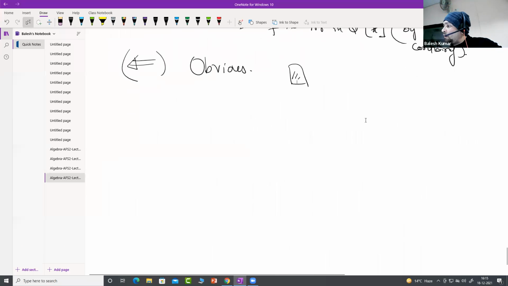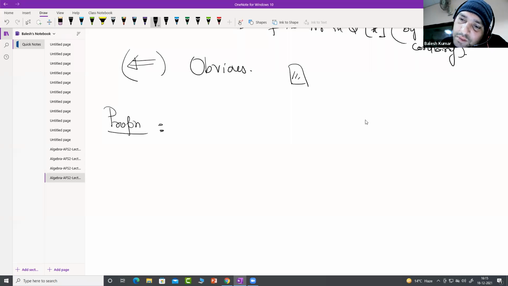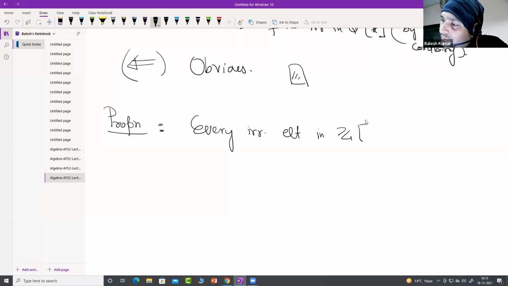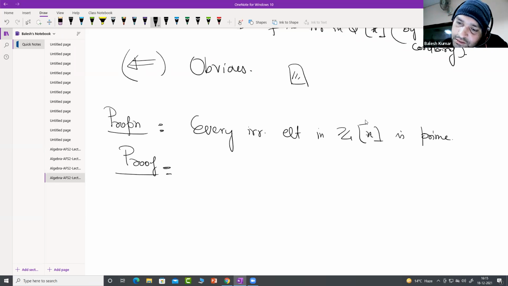Now the next proposition, still our aim is to prove that every irreducible element in Z[x] is prime. Let me just sketch the proof of this result, how to prove this.